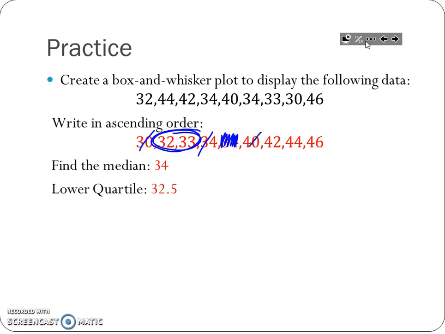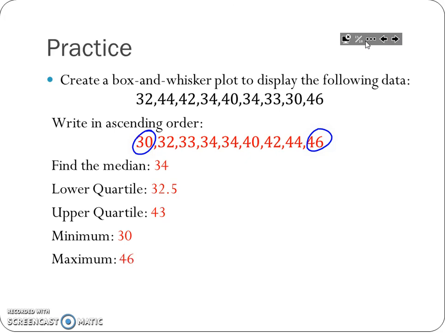part of the data. So cross out, cross out. I've got 42 and 44. So again, two numbers, 42 plus 44 divided by 2 gives me 43. Okay? So I have found my median, my lower quartile, and my upper quartile. Now I need to find the minimum and maximum values. This will be tough. Minimum, maximum. Okay? So we've got all 5 data points then.